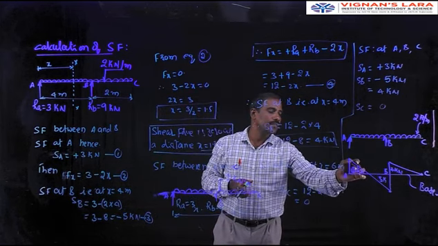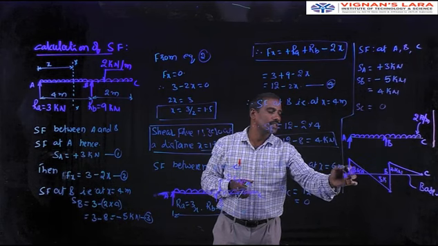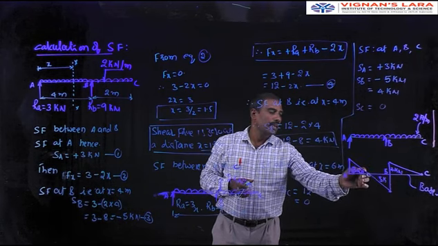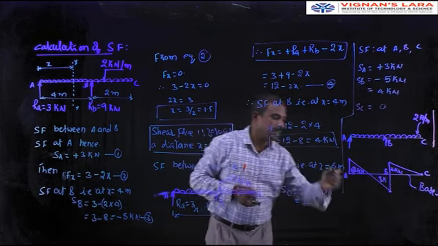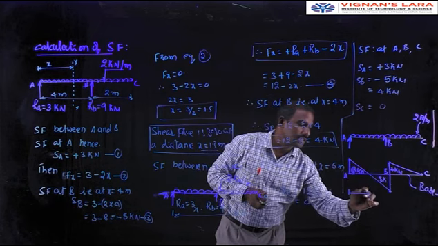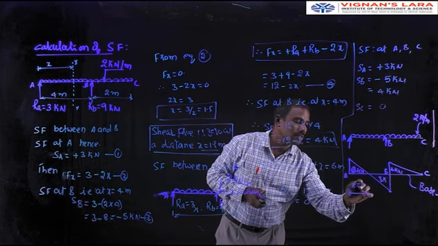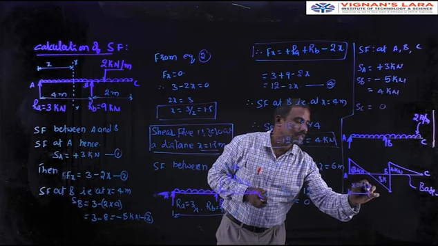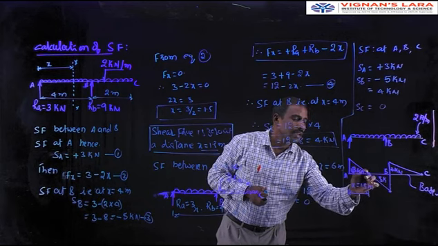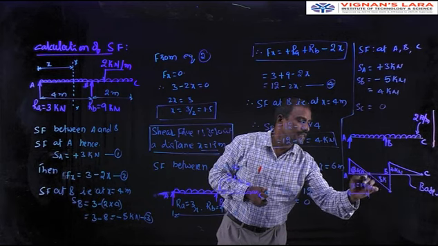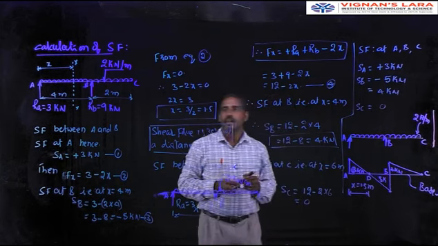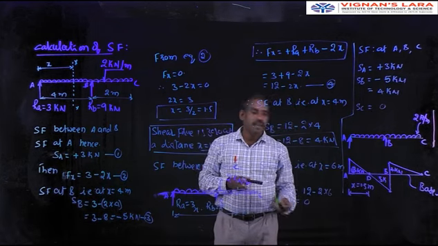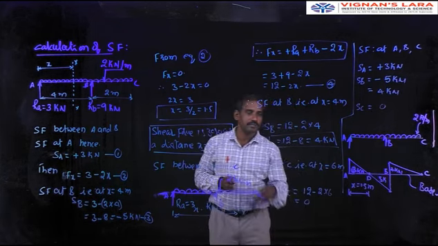This is the shear force 3 kilonewtons from A, and it changes its sign at a distance x equal to 1.5 meters. The shear force is 0 at a particular point, say this is D. So now let us see the bending moment diagram.